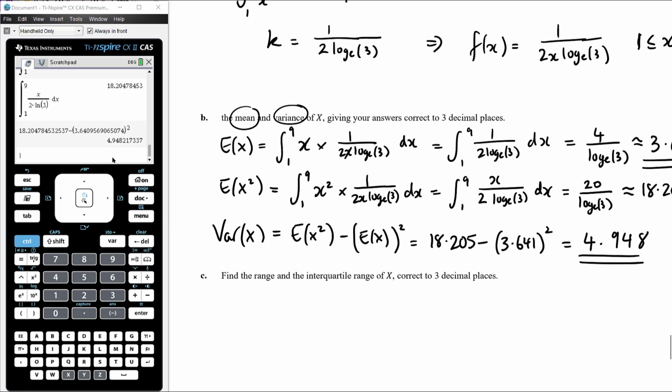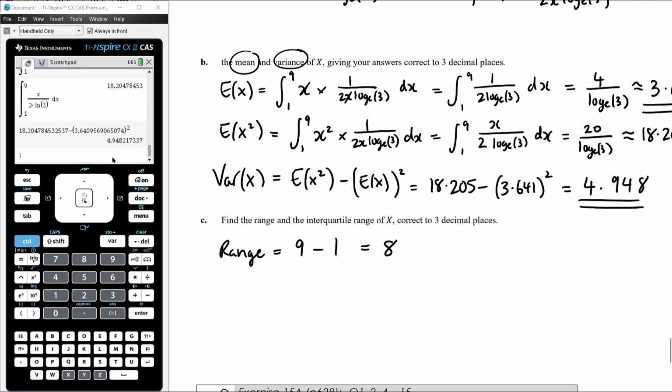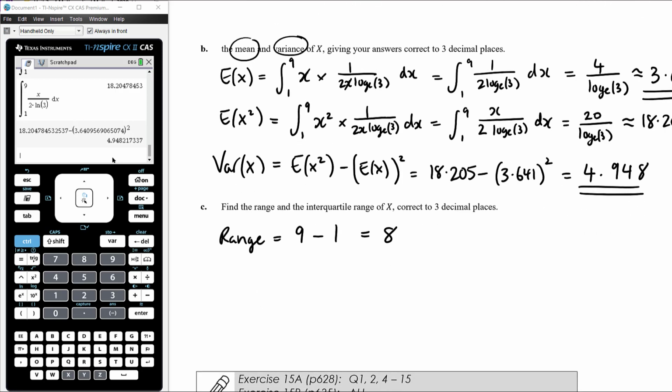Find the range and the interquartile range. Okay, so the range is nice and easy. It is the largest possible x value, which is 9, minus the smallest possible x value, which is 1, and so the range is 8. For the interquartile range, we're going to need the 2 quartiles.